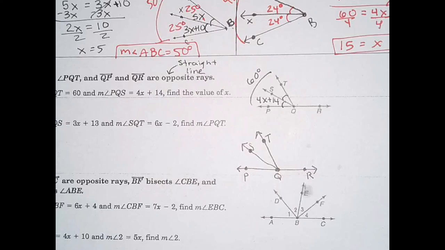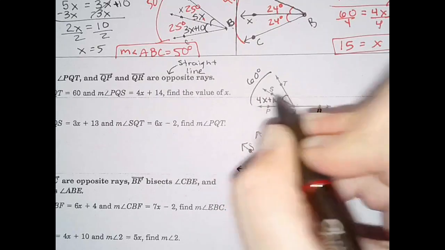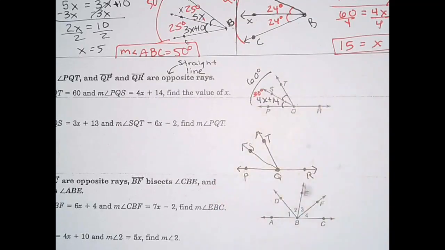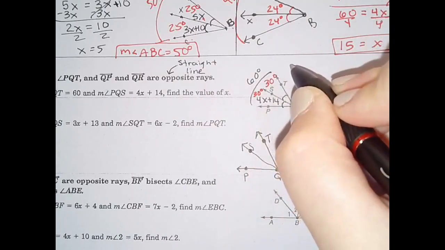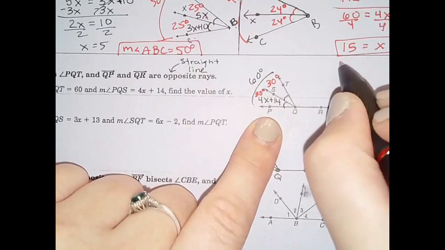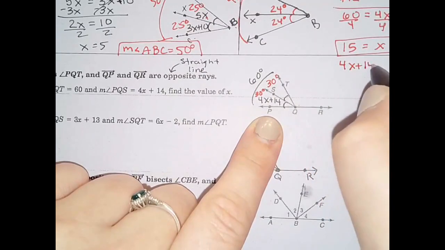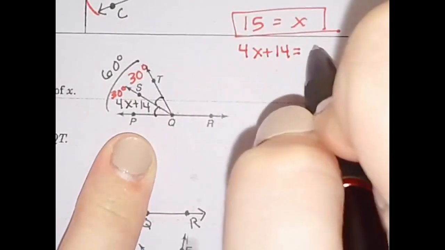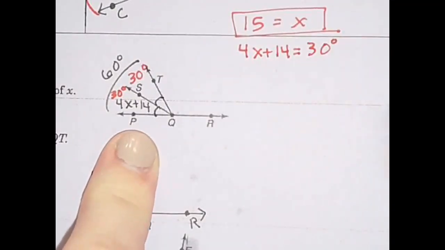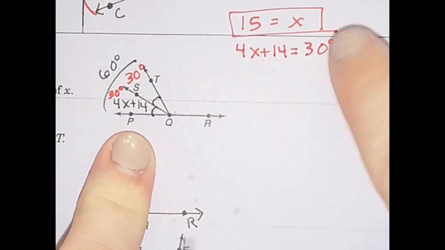Because each of these is 30 if the whole thing's 60, right? So then I could say 4x plus 14 equals 30 degrees. Sorry, I guess we don't really need the degree sign right now. You can erase that if you wrote it with me. Now, we're just solving for x.